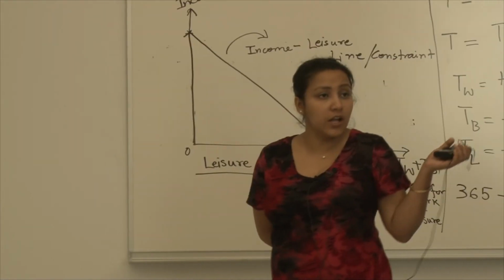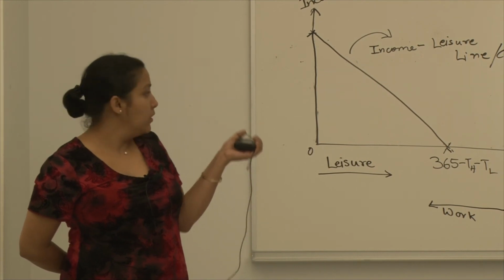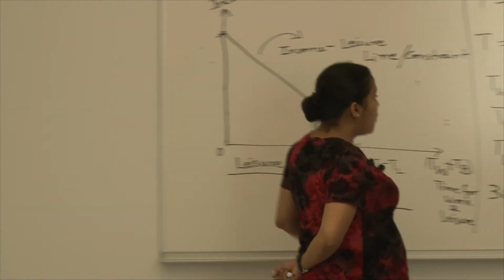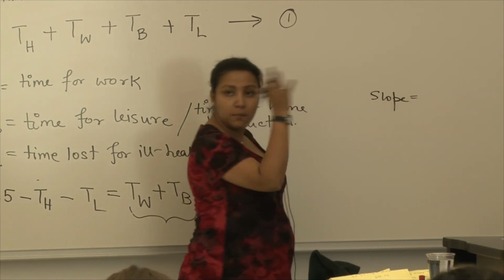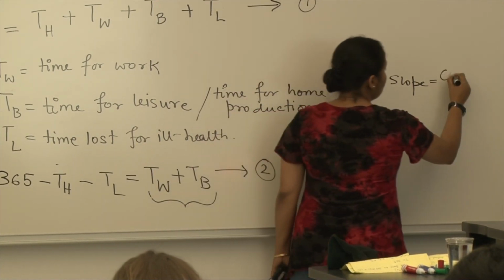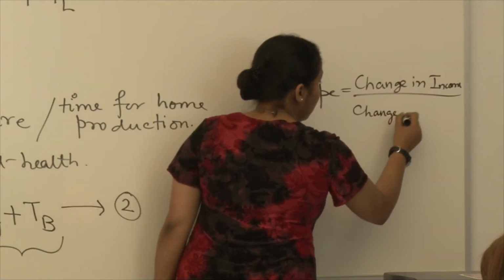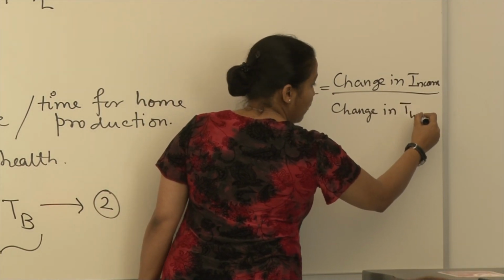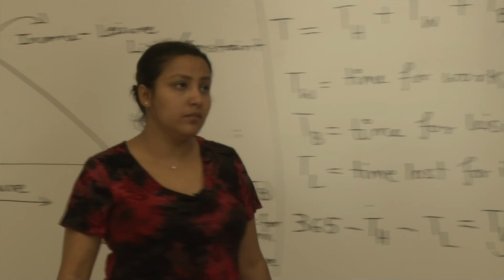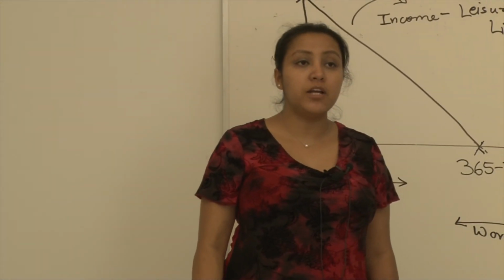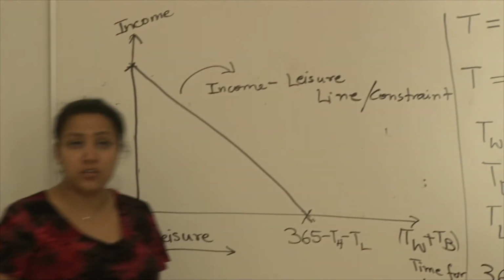And how did you get the slope of the budget line? You got it by simply doing change in y divided by change in x. Do you remember? Yes? So similarly here, your y is income, correct? So here the slope of that line theoretically, and don't get lost in the math, think about it conceptually. This is your change in y, which is change in income, for every change in the time that you allot for work or leisure. Change in income divided by change in TW plus TB. That means basically change in y divided by change in x.